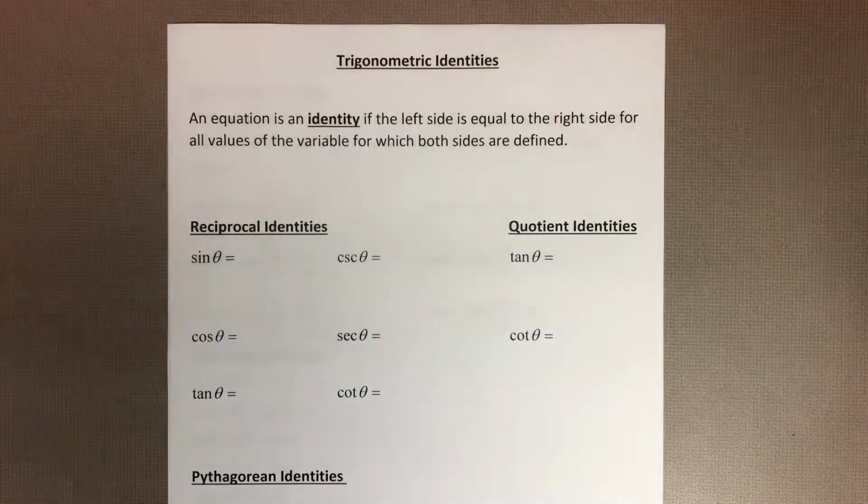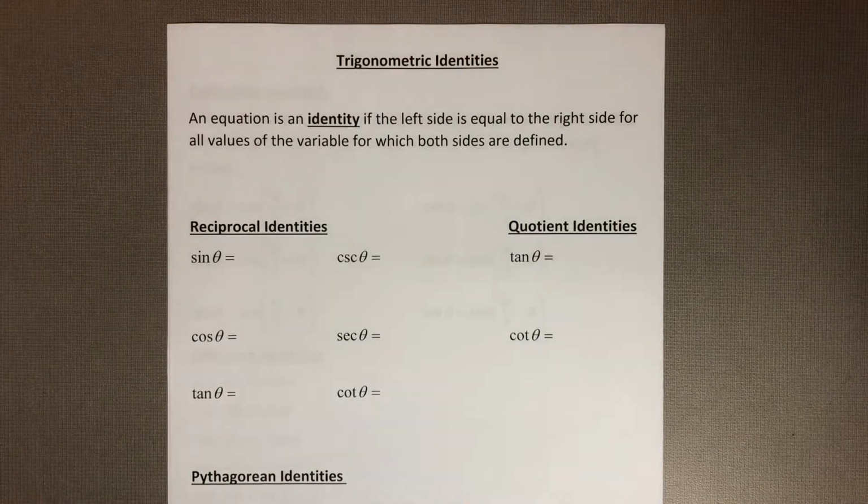Hello, ladies and gentlemen. Today we're going to learn about trigonometric identities, one of my favorite things in trigonometry. An equation is an identity if the left side is equal to the right side for all values of the variable for which both sides are defined. And we're going to start with some reciprocal identities.